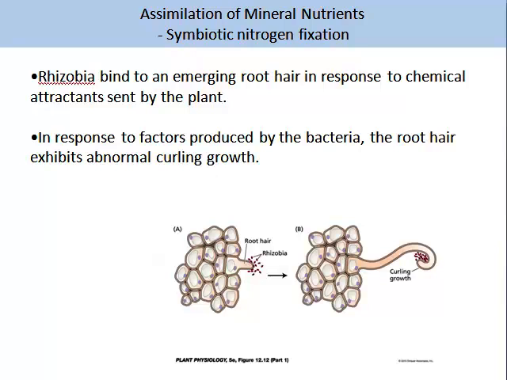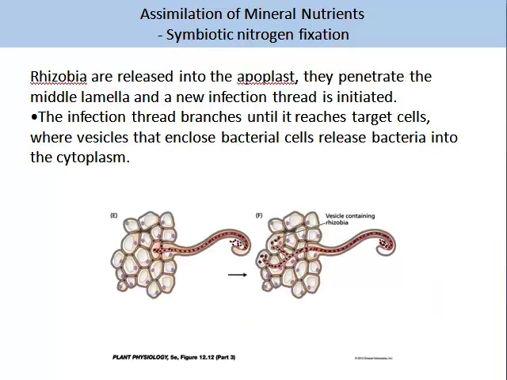Rhizobia bind to an emerging root hair in response to chemical attractants sent by the plant. In response to factors produced by the bacteria, the root hair exhibits abnormal curling growth, as seen in the figure on the slide. Rhizobia are released into the apoplast. They penetrate the middle lamellae and a new infection thread is initiated. The infection thread branches until it reaches target cells, where vesicles that enclose bacteria cells release bacteria into the cytoplasm. The figure on the slide demonstrates this process.